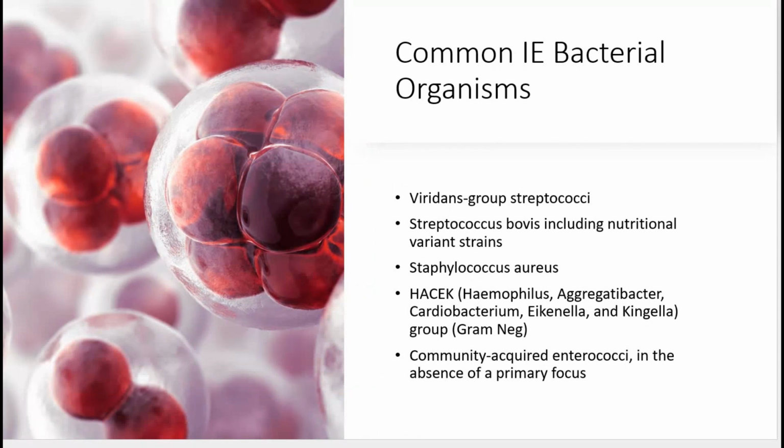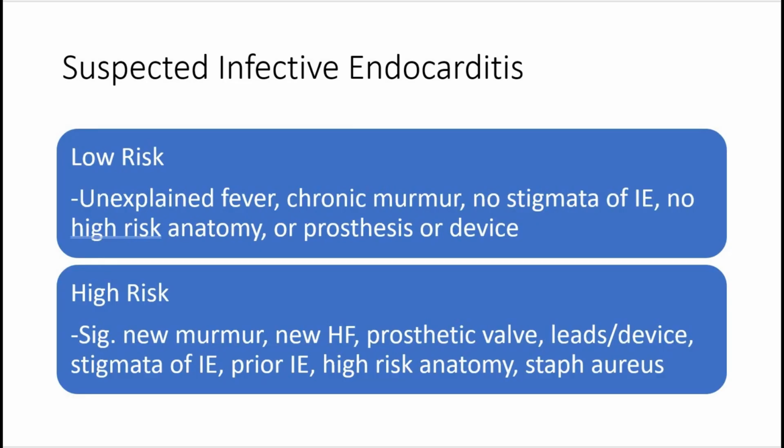And this slide indicates the common endocarditis bacterial organisms. So you see these 5 groups. They will meet the major criterion, given that they're positive in 2 bottles that are greater than 12 hours apart. And these include the viridans streptococci group, Streptococcus bovis, Staph aureus, the HACEK group, including Haemophilus, Aggregatibacter, Cardiobacterium, Eikenella, and Kingella, and lastly, Enterococci.